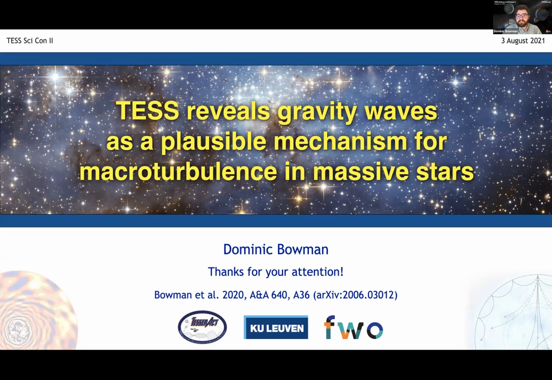The core convection is again a nice explanation of this, because you need a very large driving region. An L equals 1 wave has a very large propagation region, so you need a big engine to drive those. So I think the jury's still out on exactly the angular degree range, but this is something that we're looking into.